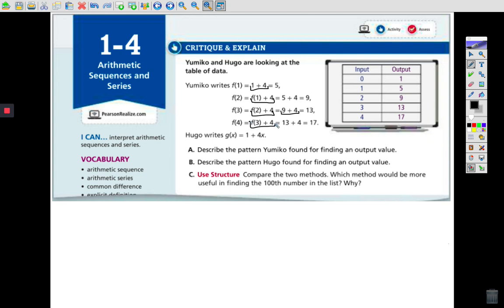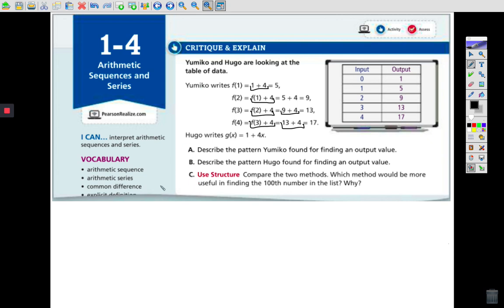He's taken each step, kind of adding it together to get his table figured out. Hugo just writes g of x is equal to 1 plus 4x. Describe the pattern Umiko found for finding an output value for A. So, what was Umiko doing? He was adding what to each number? 4. He was adding 4 more than the previous number.